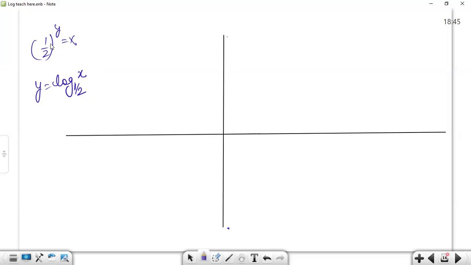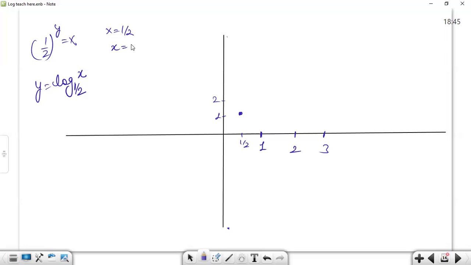Now for x being half, let's consider this is 1, this is 2, 3, so x will be half somewhere here. So for x being half, y is 1. So one point we have got.